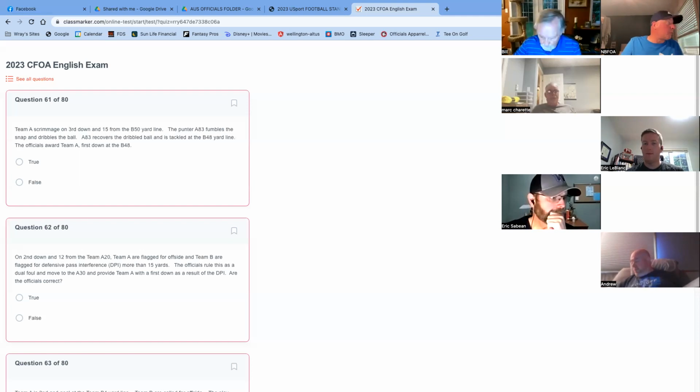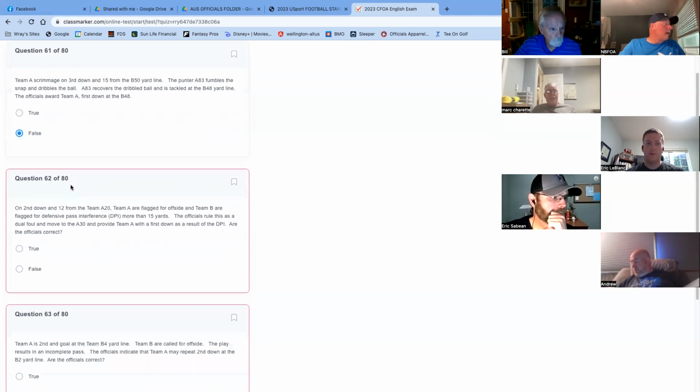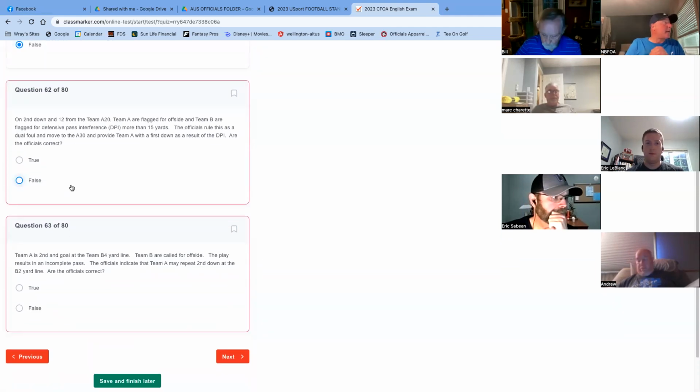All right, so we're good there, Paul. All right, 62. On second down and 12 from the Team A 20, Team A are flagged for offside and Team B are flagged for defensive pass interference more than 15 yards. The officials rule this as a dual foul and move to the A30 and provide Team A with a first down as a result of the defensive pass interference. Are the officials correct?